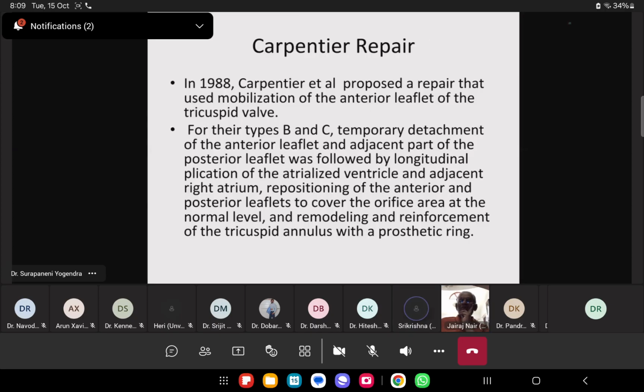Carpentier repair. In 1988, Carpentier et al. proposed a repair that used mobilization of the anterior leaflet of the tricuspid valve. For their types B and C, temporary detachment of the anterior leaflet and adjacent part of the posterior leaflet was followed by longitudinal plication of the atrialized ventricle and adjacent right atrium, repositioning of the anterior and posterior leaflets to cover the orifice area at the normal level, and remodeling and reinforcement of the tricuspid annulus with a prosthetic ring.